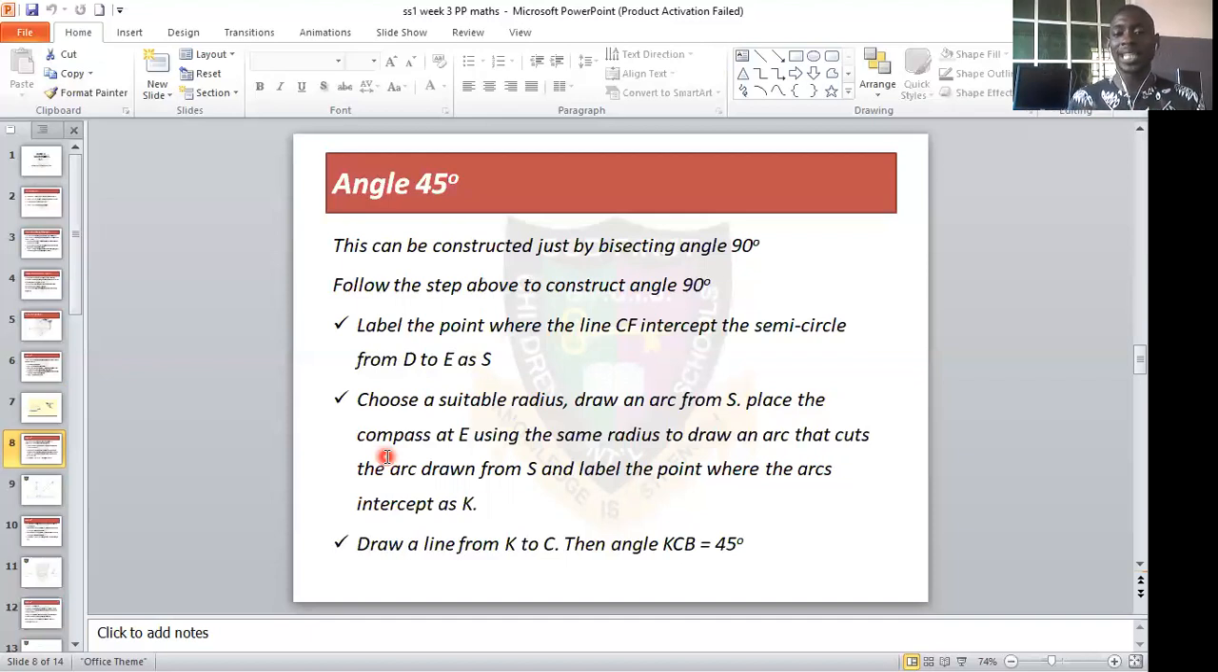Place the compass at E. Using the same radius, draw an arc that crosses the one from S, and label the crossing K. So draw a line from K to C, then angle KCB is 45 degrees. It's just as easy as that. Let me show you the diagram illustration.